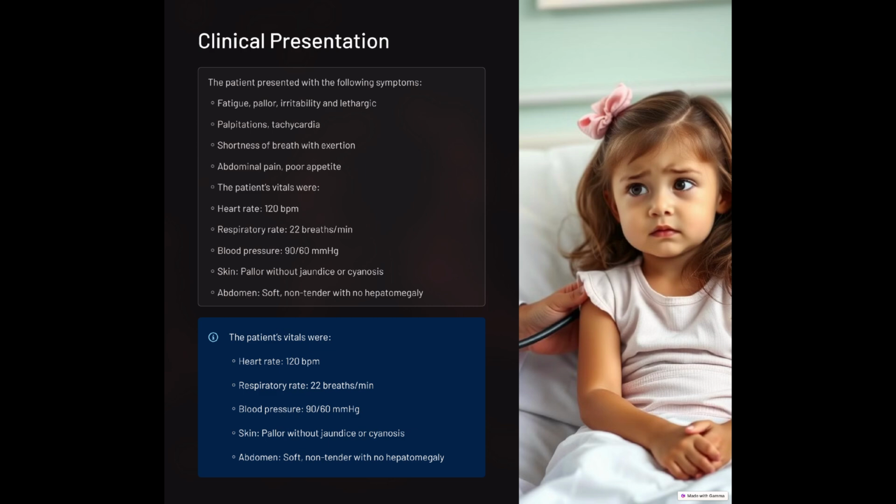Clinical presentation for the patient is as follows. The patient presented with the following symptoms: fatigue, pallor, irritability and lethargy, palpitations, tachycardia, shortness of breath with exertion, abdominal pain, and poor appetite. The patient's vitals were as follows. Heart rate was 120 beats per minute, respiratory rate 22 breaths per minute, blood pressure 90/60 millimeters of mercury. Skin was pale without jaundice or cyanosis. The abdomen was soft, non-tender, with no hepatomegaly.